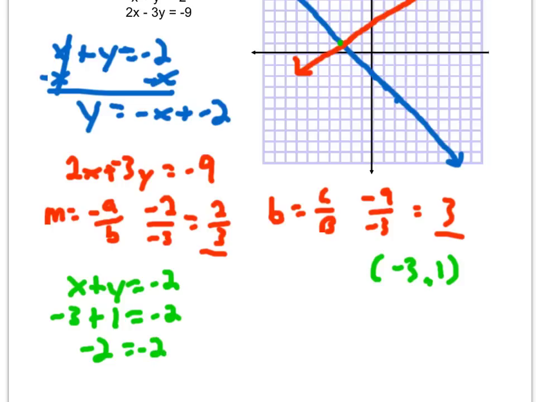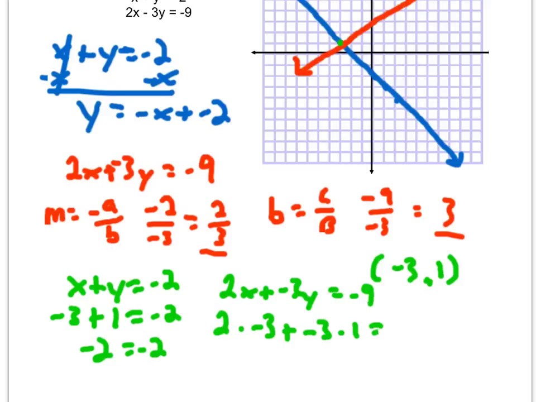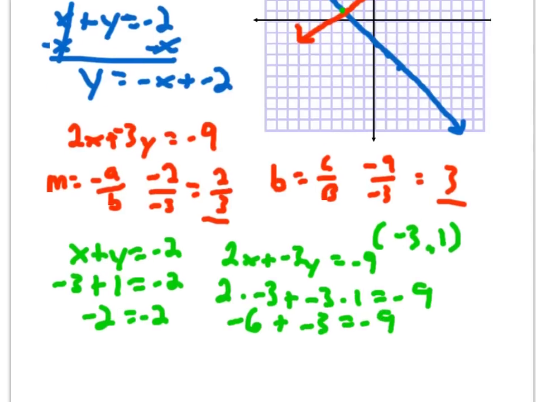Then I'm going to plug it into the second equation. 2x plus -3y equals -9. And instead of x, I'm going to put in -3. And instead of y, I'm going to put in 1. And see if it works. Well, 2 times -3 is -6. -3 times 1 is -3. And -6 plus -3 does equal -9. Okay, and it checks out like it's supposed to.